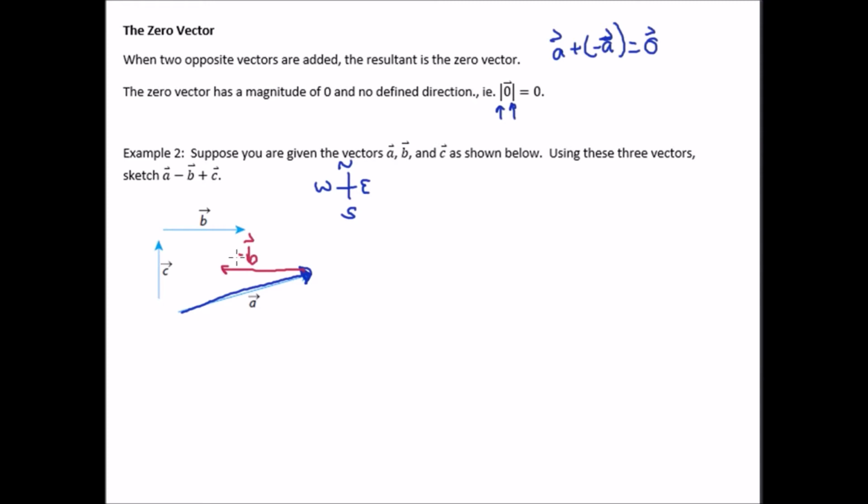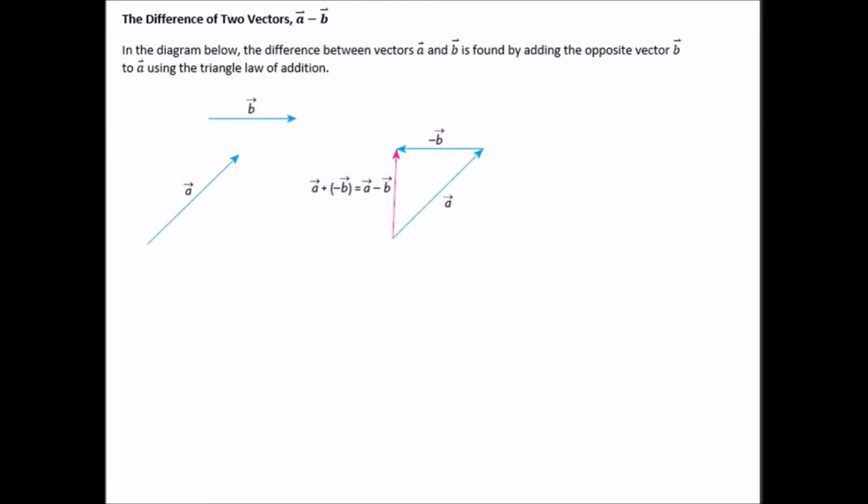And then plus C. So C goes up. We left off at the head of negative B, so let's go up C. This is vector C. Therefore, our resultant, I'll do it in a deep purple. This is the start, this is the finish, and this is going to be the resultant. Okay, and that's it.